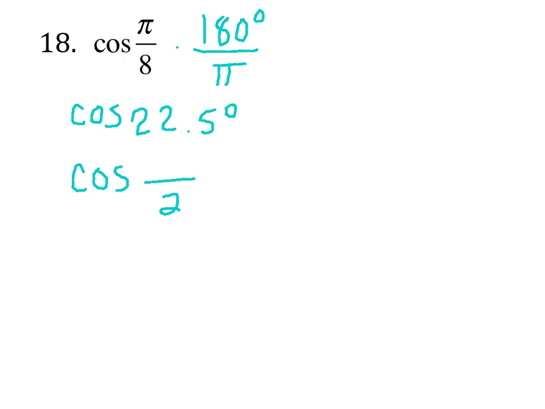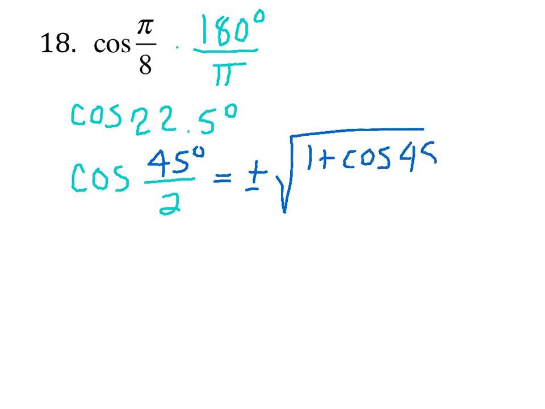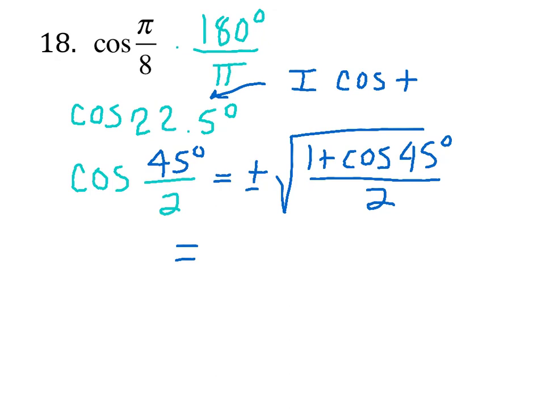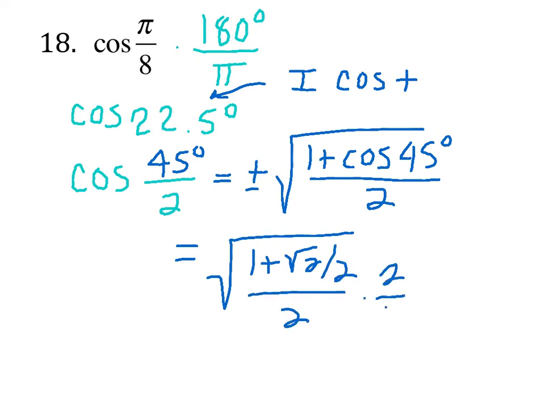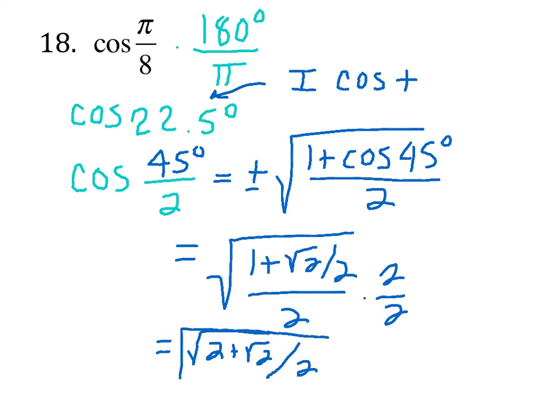So I end up getting cosine of 45 degrees over 2. So I have plus or minus the square root of 1 plus cosine of 45 over 2. And I don't know why my pen's going crazy there. But if we look at this, that's in quadrant 1. So cosine in quadrant 1 is positive. So our answer here is going to be positive. I know the cosine of 45 is radical 2 over 2. I'm going to have to multiply by 2 over 2 to get rid of our radical. So I end up getting 2 plus radical 2 over 2. And that is our final answer. We cannot do anything more with that.